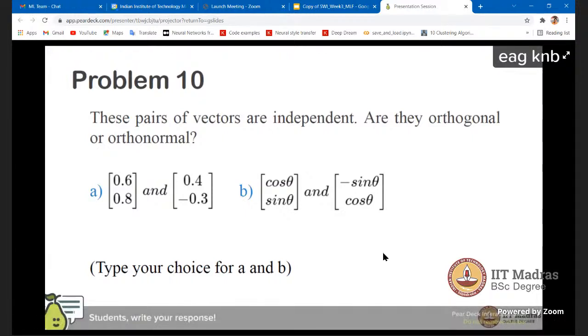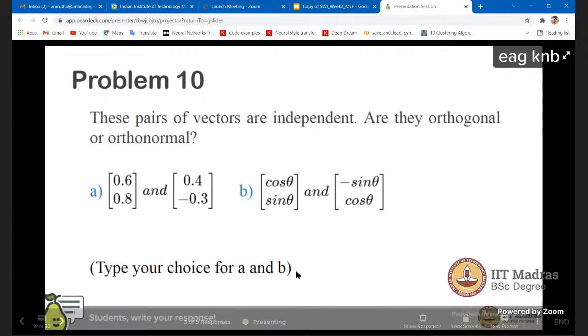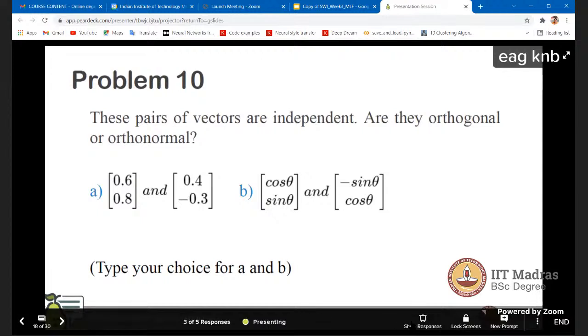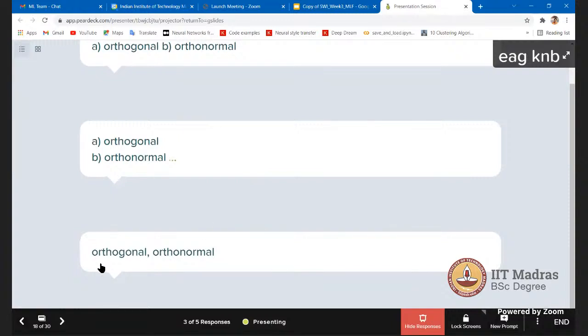Let us take 1 more minute to answer. 3 of you have responded. Let's see your response. First one is orthogonal, second one is orthonormal. Orthogonal. Yeah, it is correct.